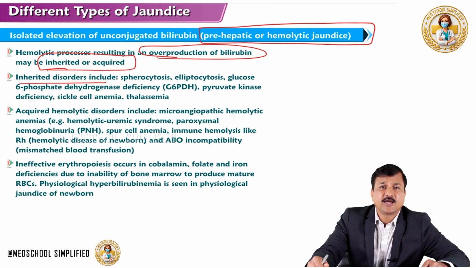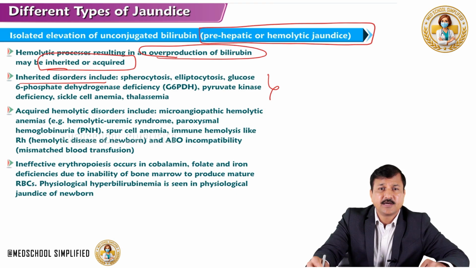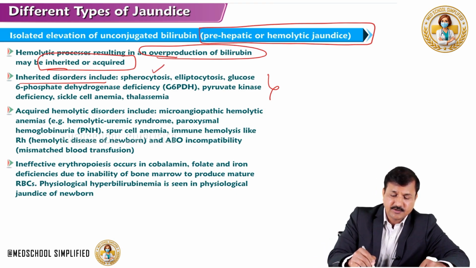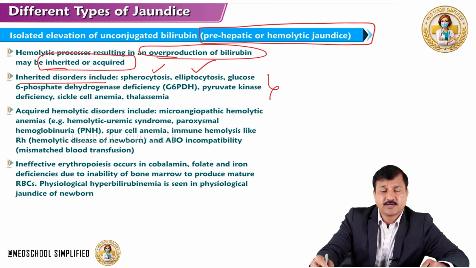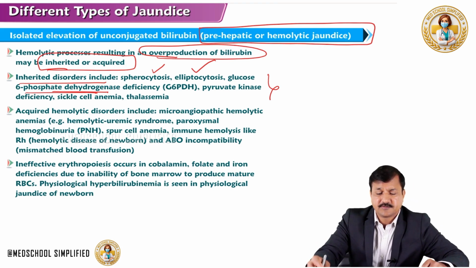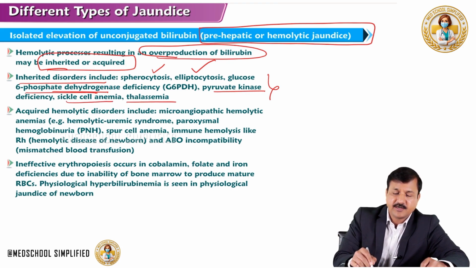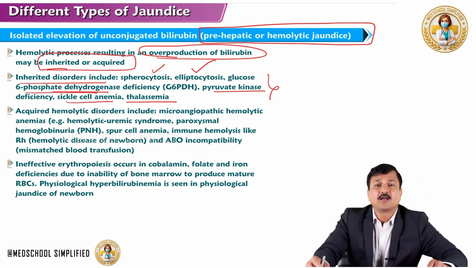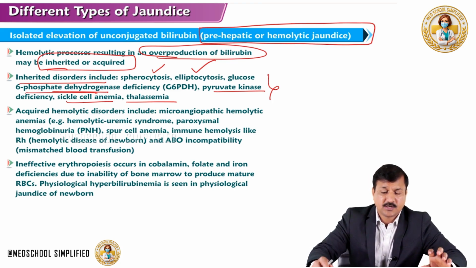Some of the disorders I have mentioned here, where there will be hemolytic anemia, that is inherited hemolytic anemias, are hereditary spherocytosis, hereditary elliptocytosis, G6PD deficiency, glucose 6-phosphate dehydrogenase deficiency, pyruvate kinase deficiency, sickle cell anemia, and different types of thalassemias. All of them fall under inherited hemolytic disorders leading to hyperbilirubinemia, that is overproduction of bilirubin.